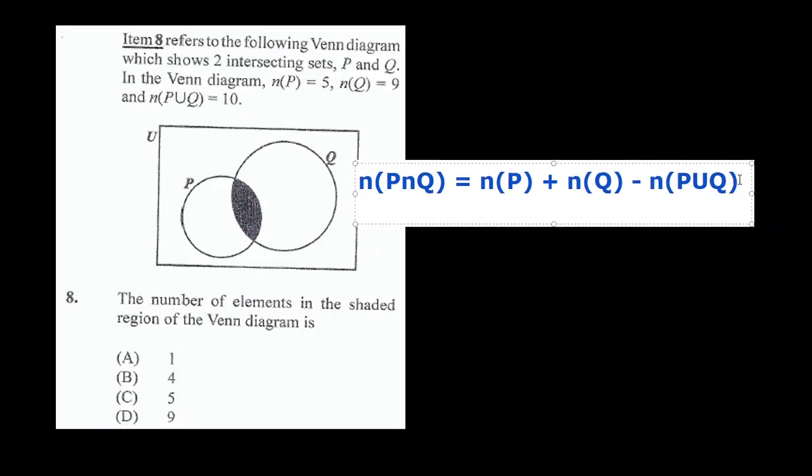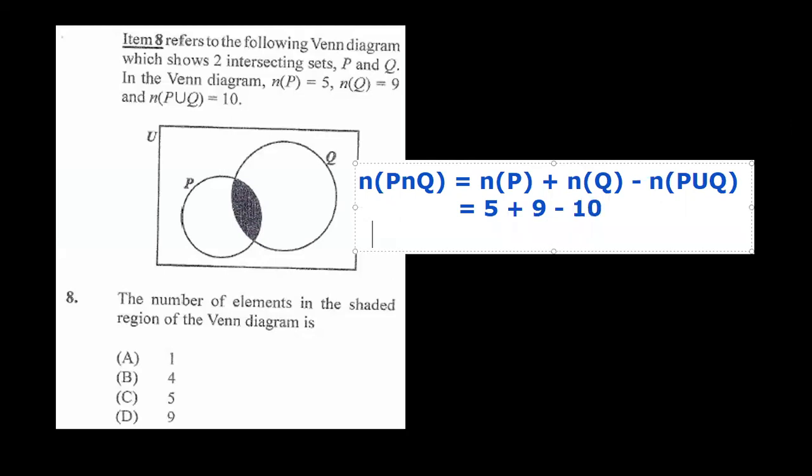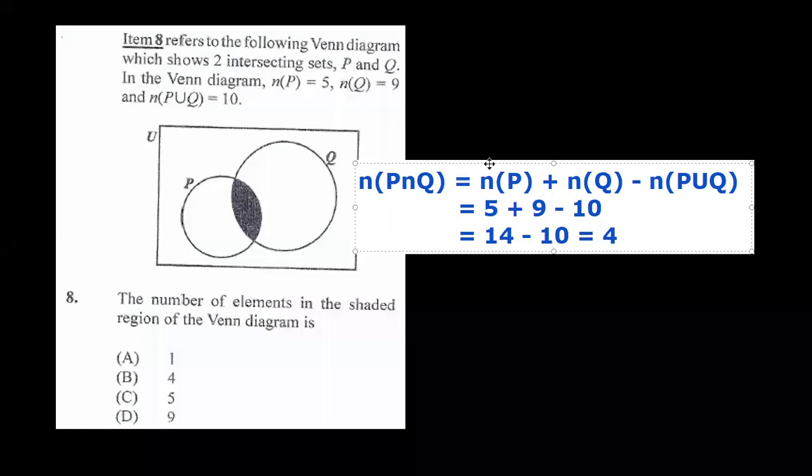What are you going to get? N of P is 5 plus N of Q is 9 minus N of P union Q is 10. It's going to be 15, take away 10 equals 4. The answer is going to be 4. This is one instance.